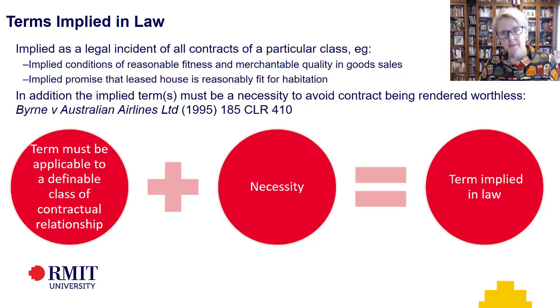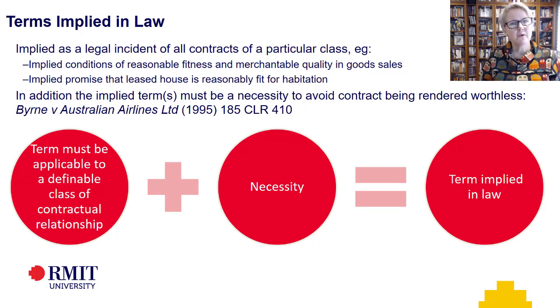In that case, you'll remember from last time, an industrial award provided that the employer must not dismiss an employee in a particular manner that is harsh, unjust, or unreasonable. And the employees argued that this term of the award should also be imported as an implied term of an employment contract. And the High Court in that case said that there was no such implied term.